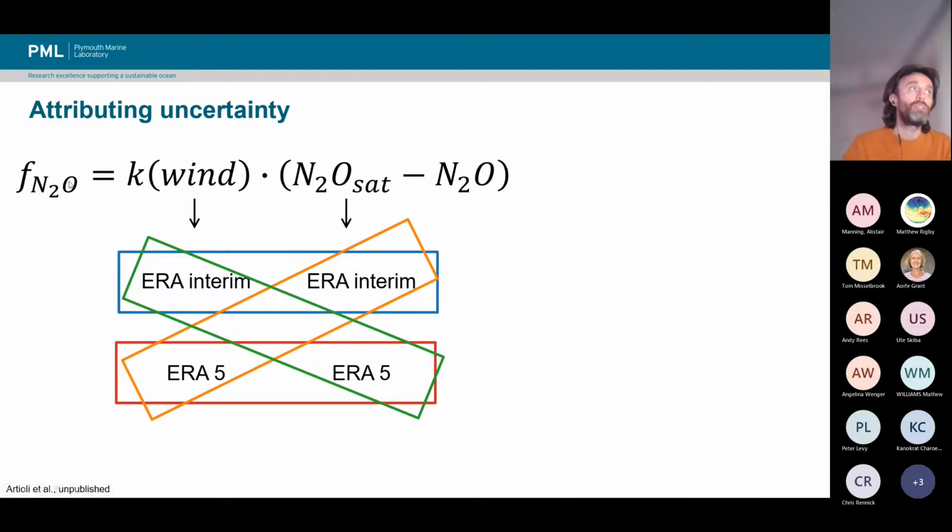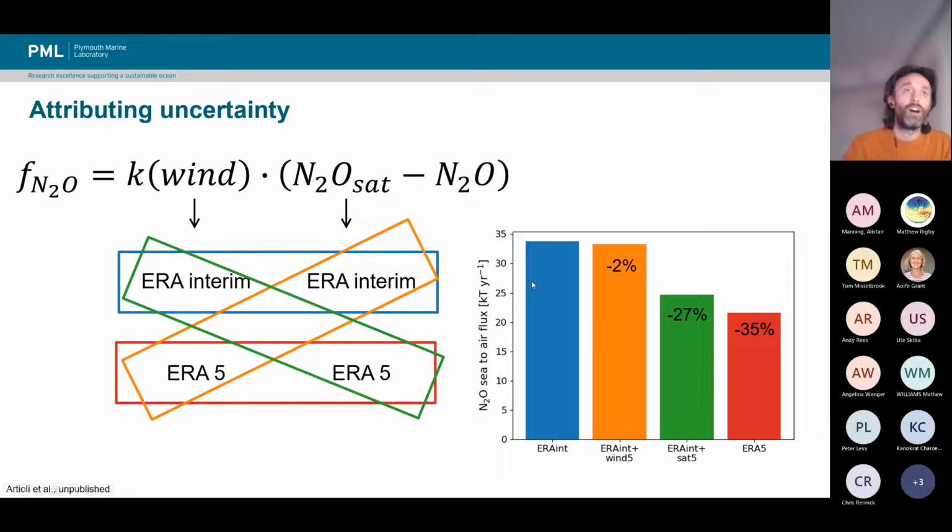So what would be the flux of N2O if we use the wind from ERA interim, for instance, but the saturation state, or the concentration at saturation, from ERA 5? That would be the green bar that you will see in a second. Or vice versa, the wind from ERA 5 and the saturation from ERA interim, that will be the orange bar. And this is the total flux on the shelf. The blue bar is the original flux in the ERA interim simulation.